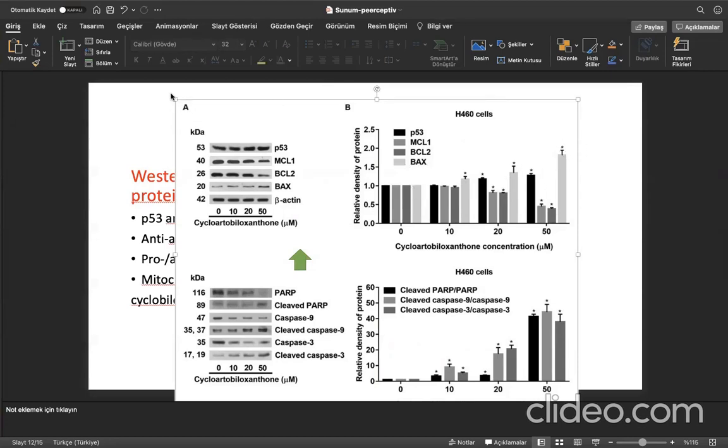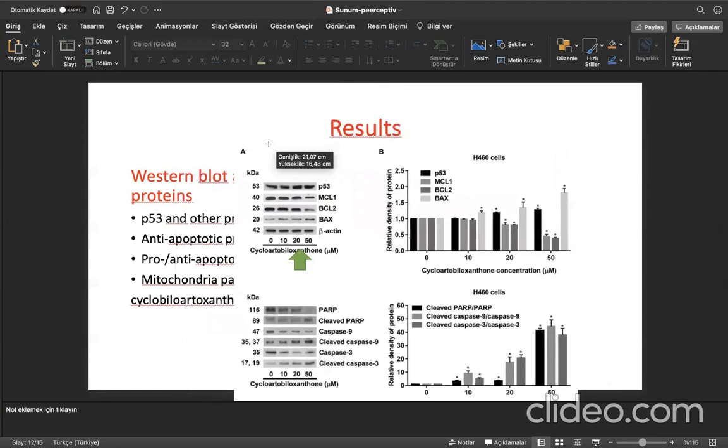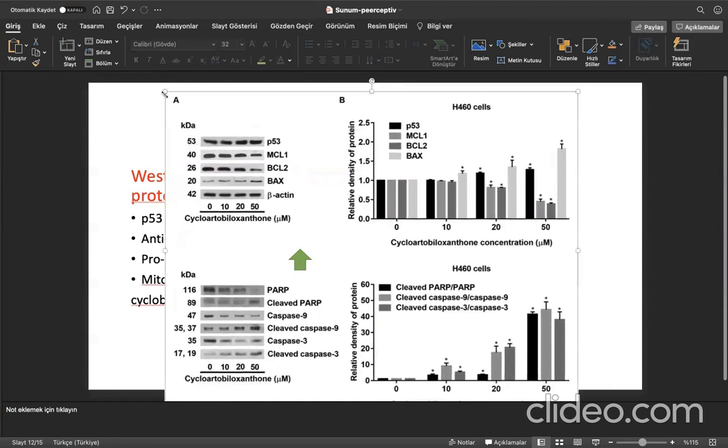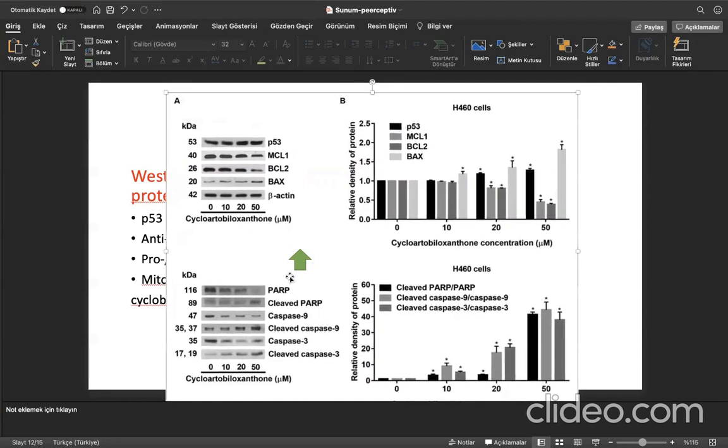So we can say that this compound induces cell death via increasing the mitochondria-dependent apoptotic pathway. Also, you can see from here, the cleaved PARP to PARP ratio increased dramatically. PARP has a key role in DNA repair, and when it's cleaved, it can't function properly. And cleaved caspase-9 to caspase-9 and cleaved caspase-3 to caspase-3 also increased dramatically compared to the control group as the concentration of the compound increased.